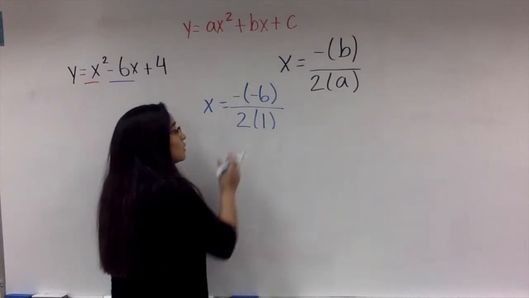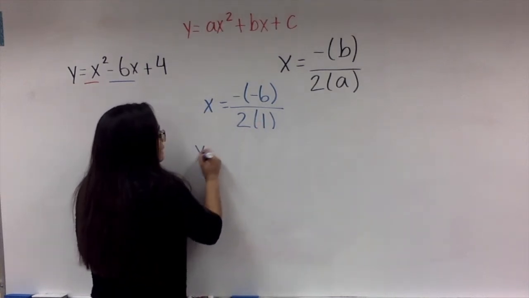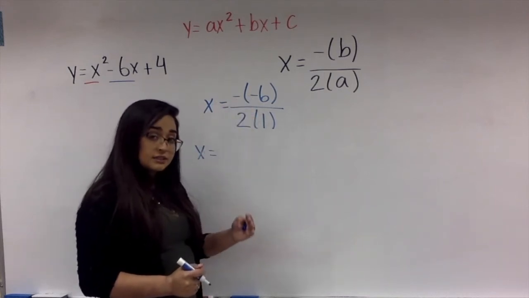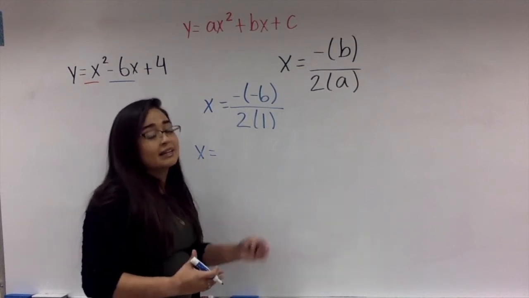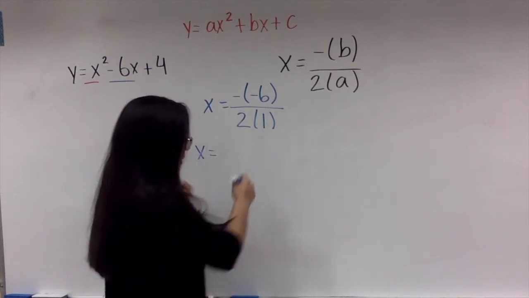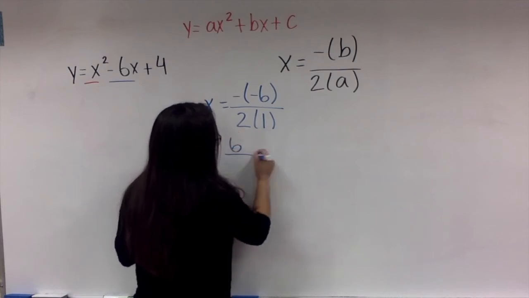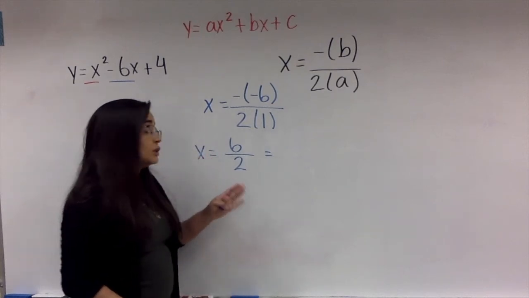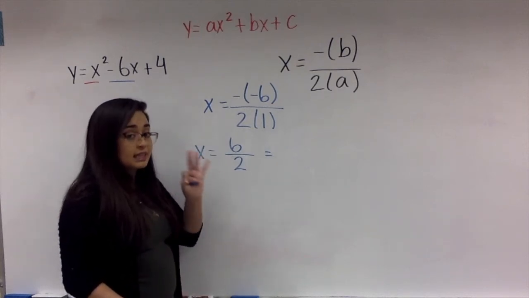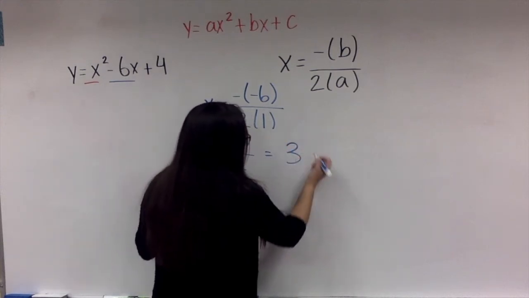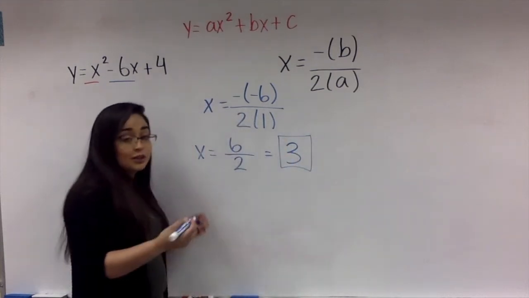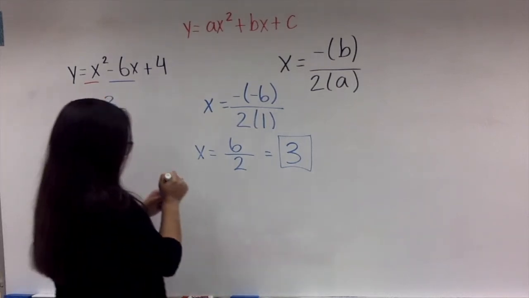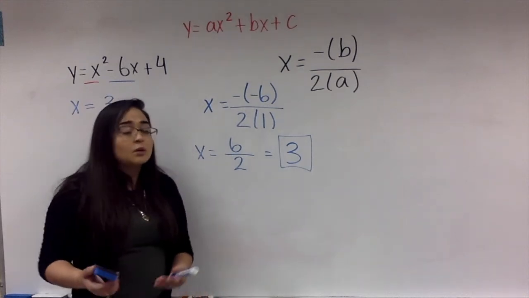Now, let's do the math. x is equal to negative 1 times negative 6, which is going to give me a positive 6, because when we multiply a negative and a negative, our answer is positive. So that's 6. Then 2 times 1 is 2. To simplify this, we know that 2 goes into 6 3 times. So our value for x is actually 3. Let's put that over here. We're done with our first step.